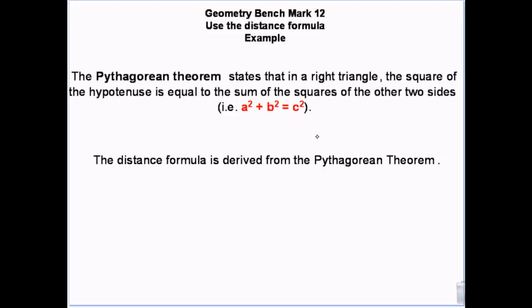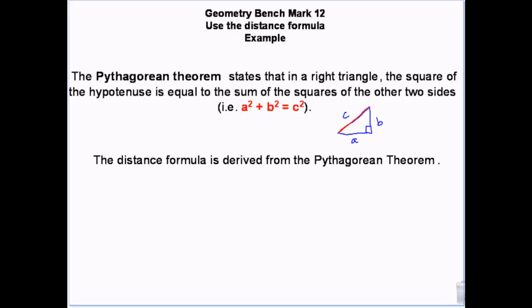Talk about the Pythagorean theorem. What the Pythagorean theorem tells us is if we have a right triangle, with sides A and B and C, we can find this length here, C.